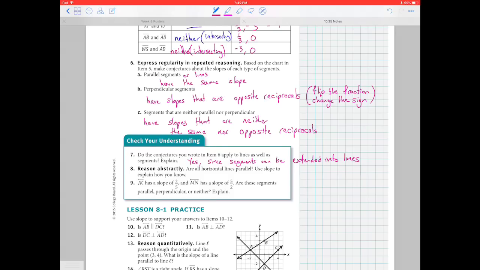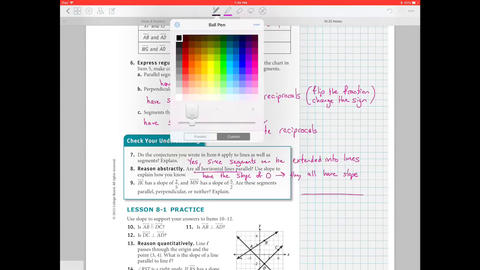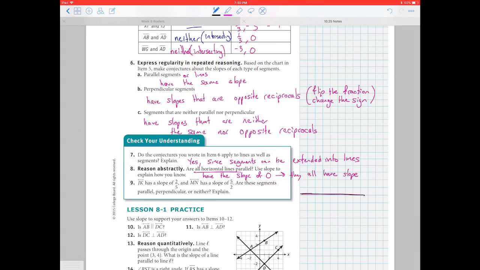So pause the video, think about this for a second. All right, welcome back. All horizontal lines have the slope of 0, right? Which just means they run and never rise. So that means they all have the same slope. But as we talked about yesterday, just because two things have the same slope doesn't mean they're parallel, because we could have this horizontal line and then, just to be difficult, a horizontal line right on top of it.